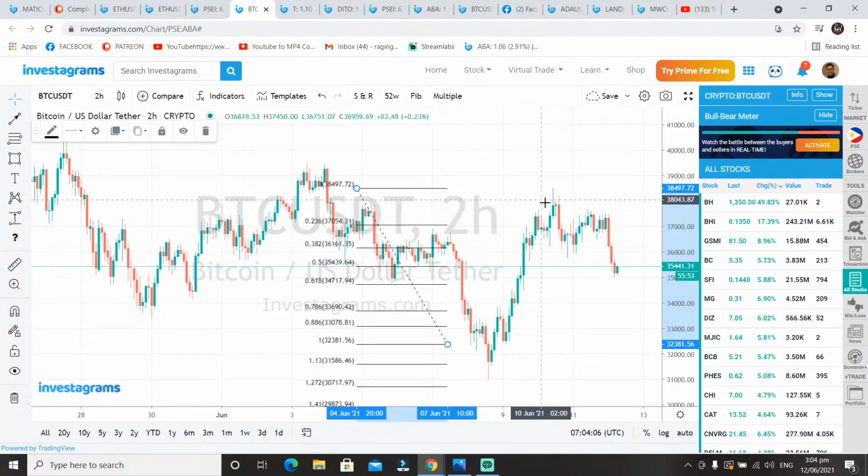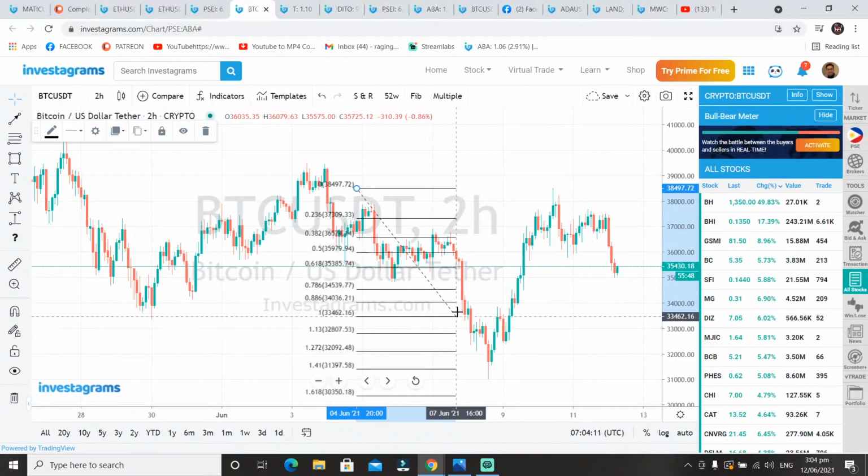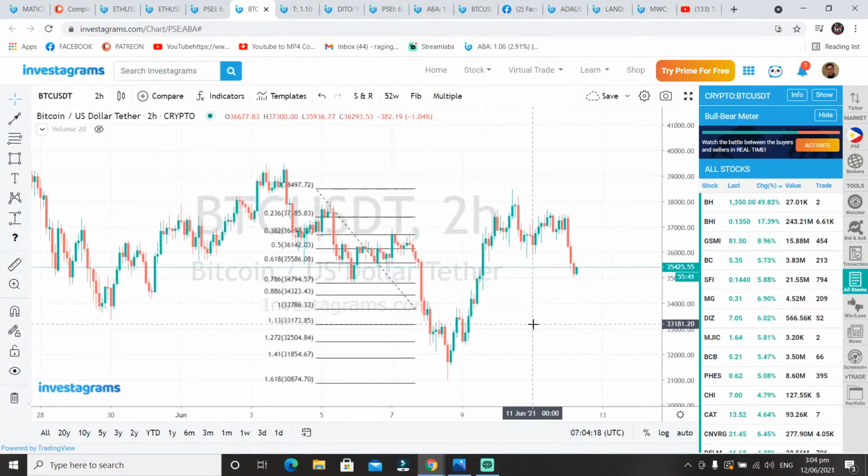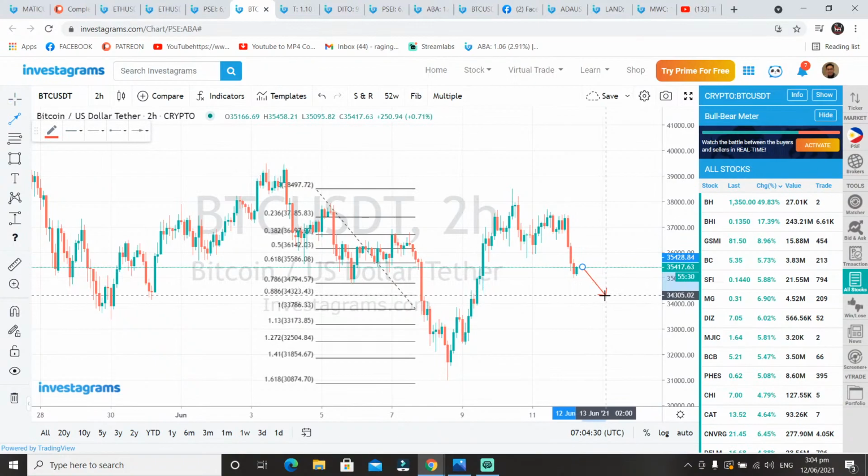X, A, B, not yet. So I think not, no? 50, X, A, B, C, D. So if this is the case, it could at minimum go even further down to this one or at least this one. So there's still going to be some downward movement for Bitcoin, at least for this weekend.